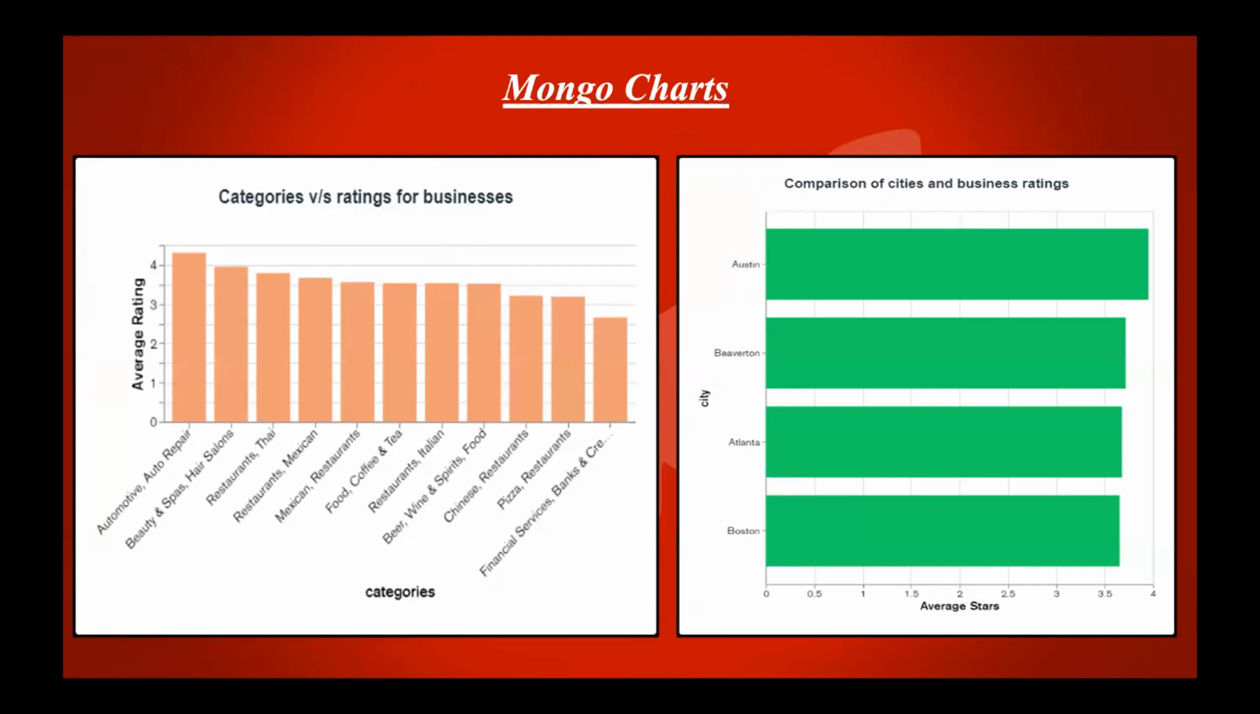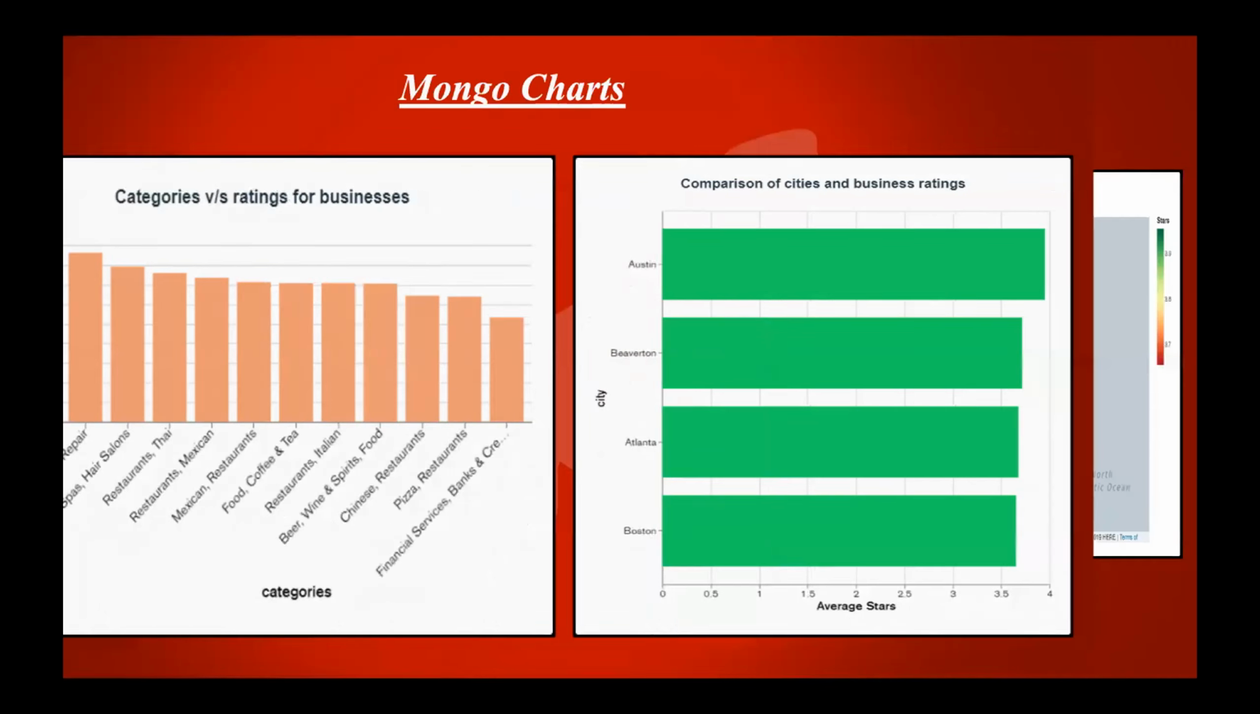The first chart is the category versus the rating of businesses, which indicates the average rating between 0 and 5 for all the businesses based on the category list. This can help low performing categories. The next chart shows how all the combined businesses are averagely performing in the cities. As we can see, Boston is performing very badly in terms of average rating, so the businesses are not providing proper service to the customers.